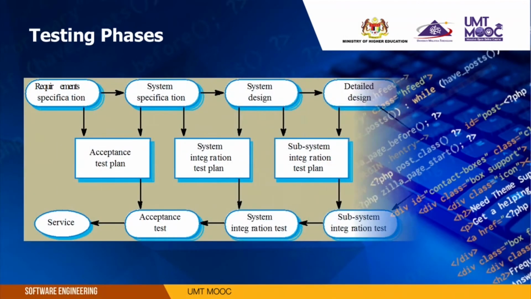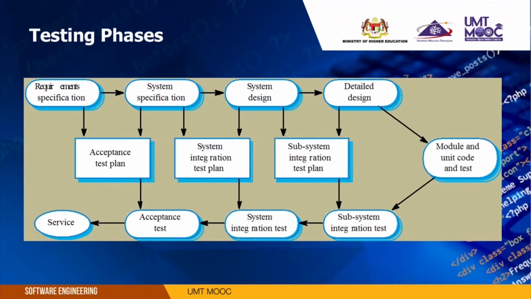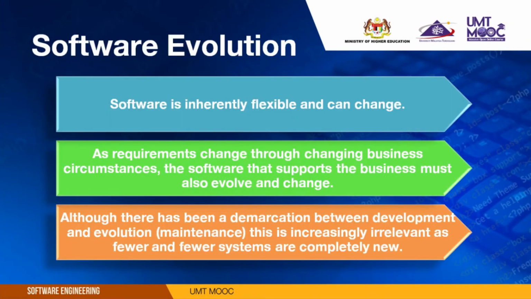Lastly, in the software evolution activities, software must be inherently flexible and able to change. As requirements change through changing business circumstances, the software must also evolve and change.